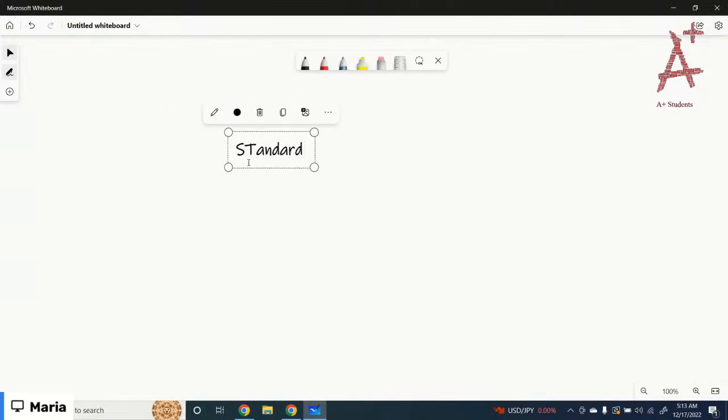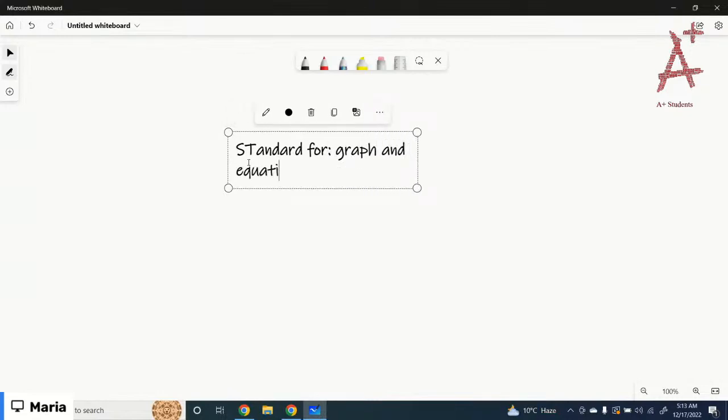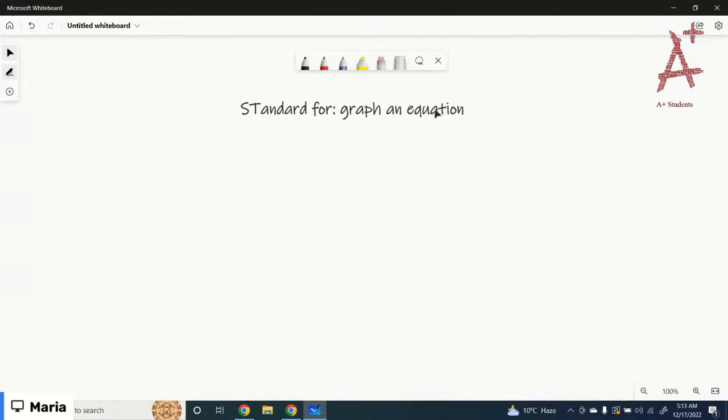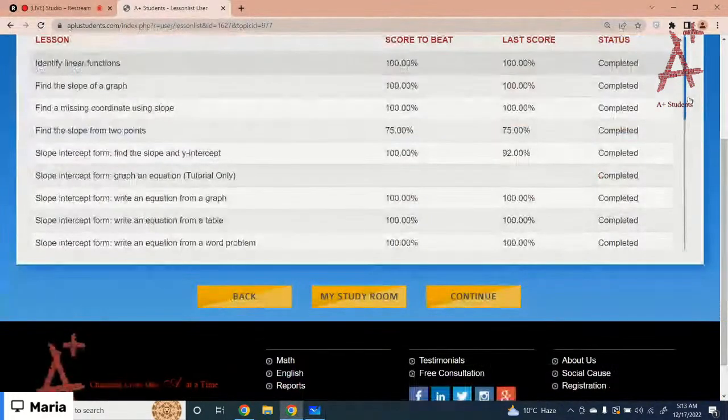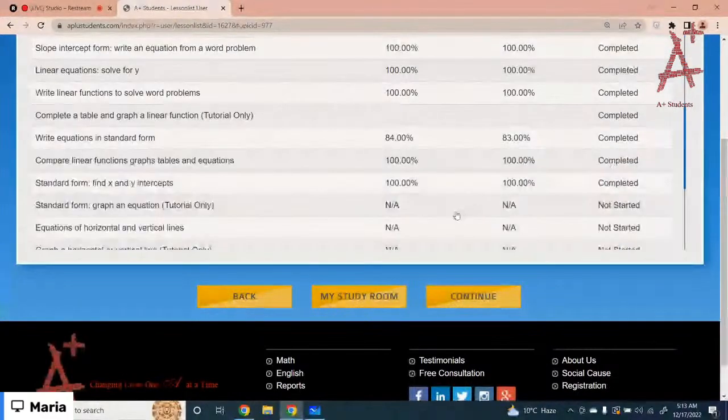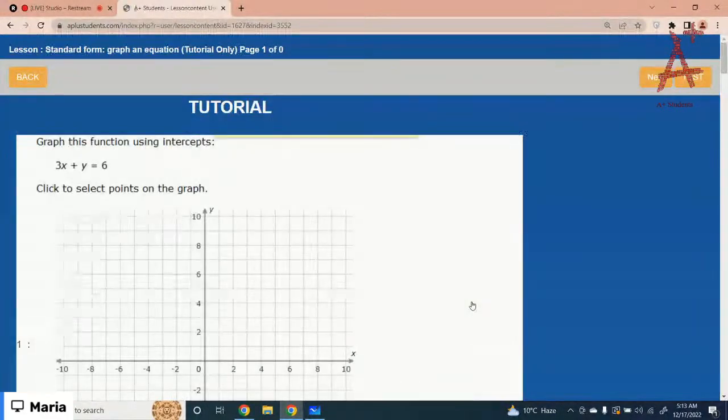Standard form graph and equation. Okay, let's start with the lesson. Okay, here is the lesson, standard form graph and equation. So let's start with graph this equation using intercept.